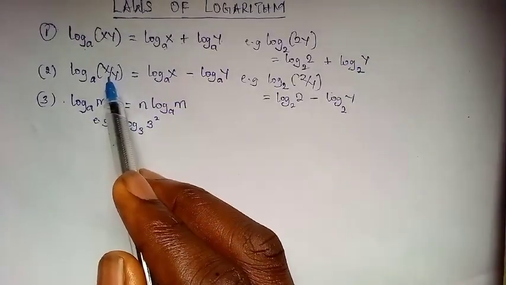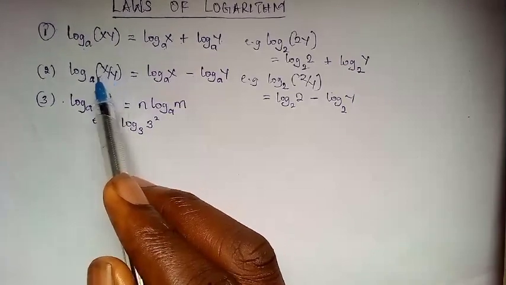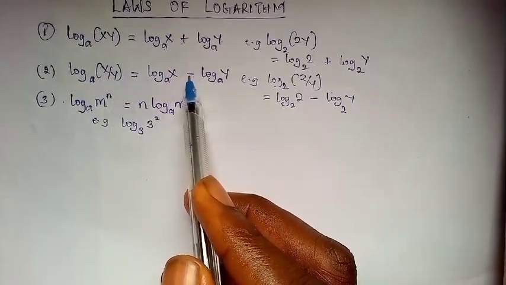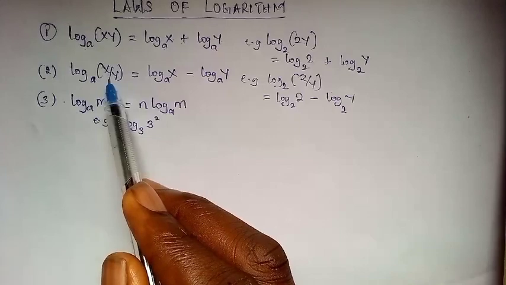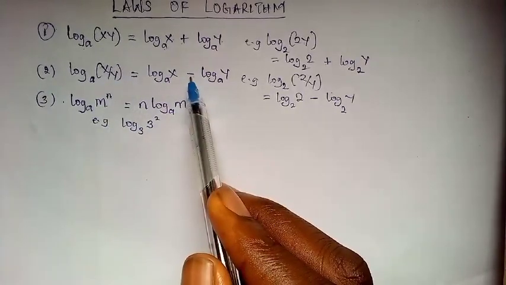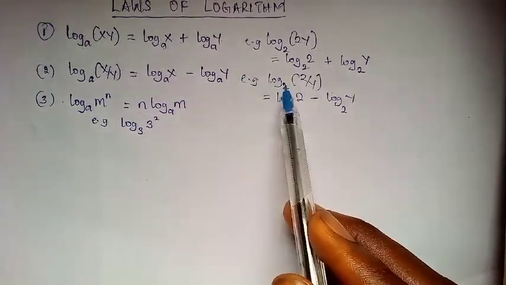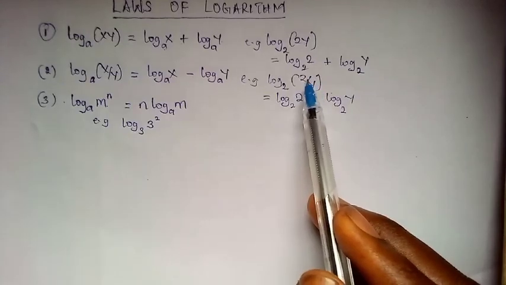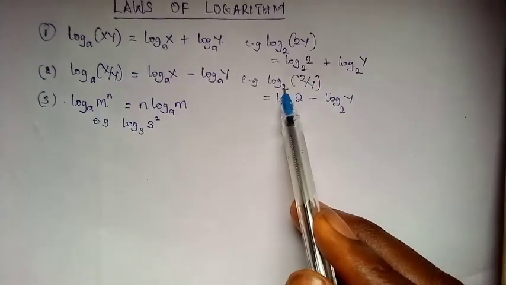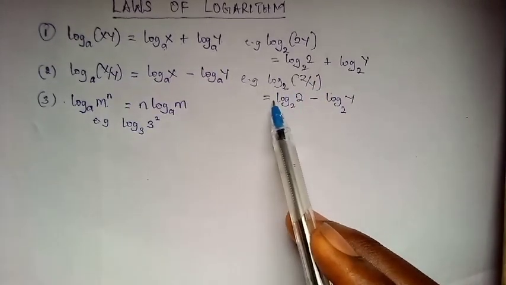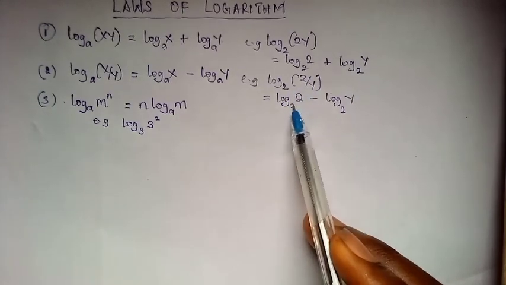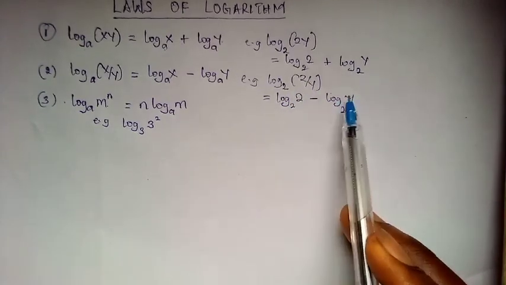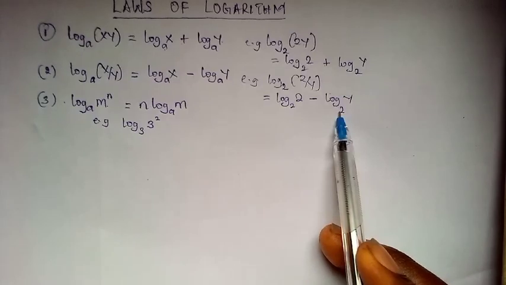Then the second law, which is the quotient law: division to subtraction. When we have division in a logarithm, it implies the difference between the values. For instance, we have log of 2 over y to the base of 2. We can break it down to be log of 2 to base 2 minus log of y to base 2.